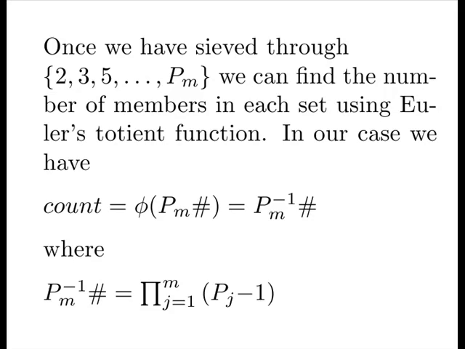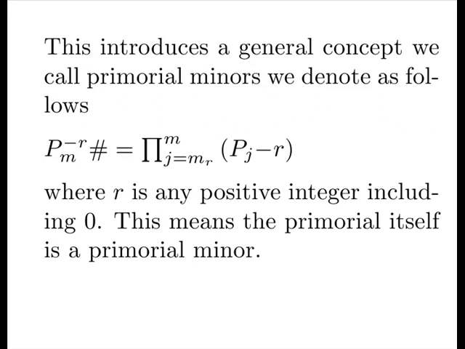Note our notation, we introduce a negative superscript, and of course we will go on to generalize this. This introduces a general concept we call primorial minors. We denote as follows. The rth primorial minor is the product with each prime having the same integer value, r, subtracted from it. It can be any number, including 0. This means the primorial itself is a primorial minor.